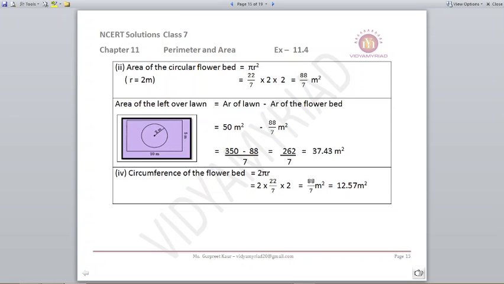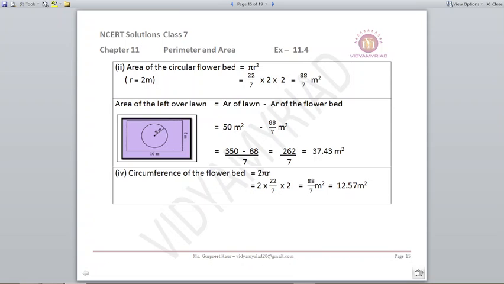Third part, we need to find out the area of the leftover lawn. So that means total area of the lawn, which was 50 meters square, and subtract the area of the flower bed, which is 88 upon 7 meters square. You will get the area of the leftover lawn by taking the LCM and by dividing. You will get 37.43 meters square as the leftover lawn.